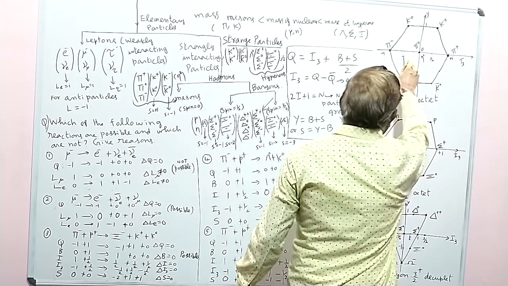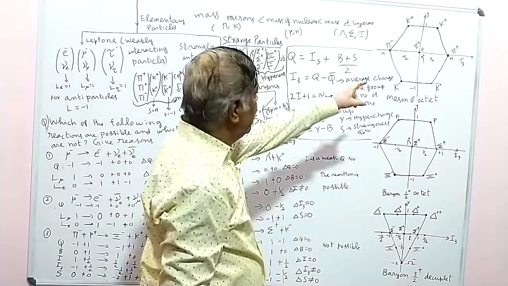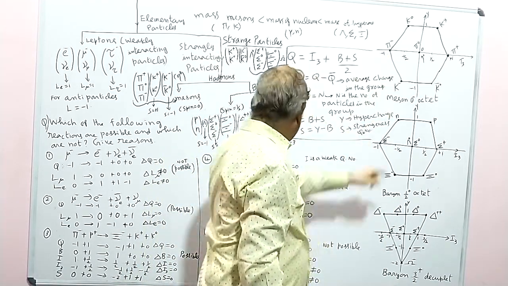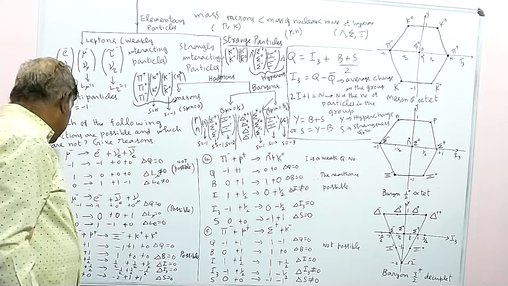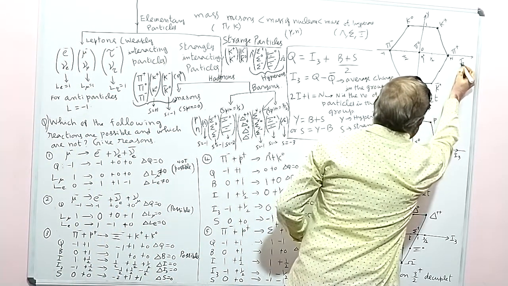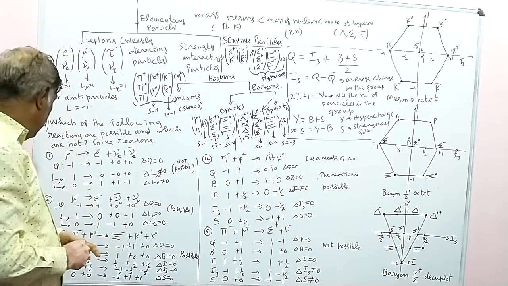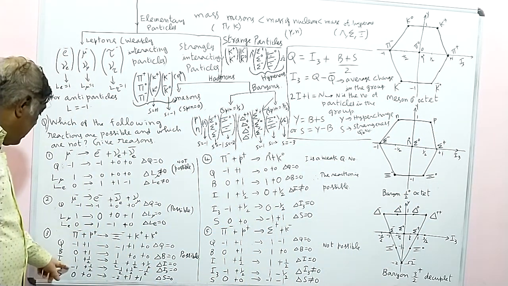This is minus half, this is minus 1. So that's why the diagram is very important. Look at the diagram, you find the value of I3, and this is minus 1. This is I3 as well as T3. Some use T3, some others use I3. So I3 is equal to minus 1.